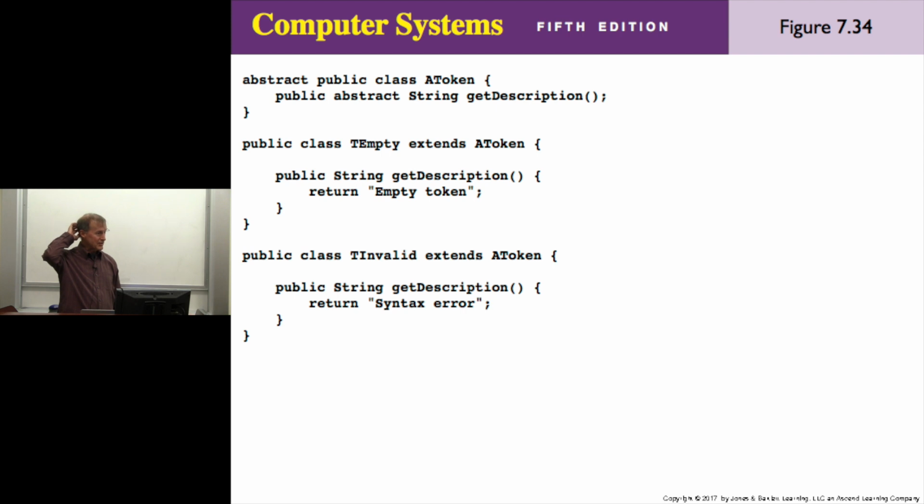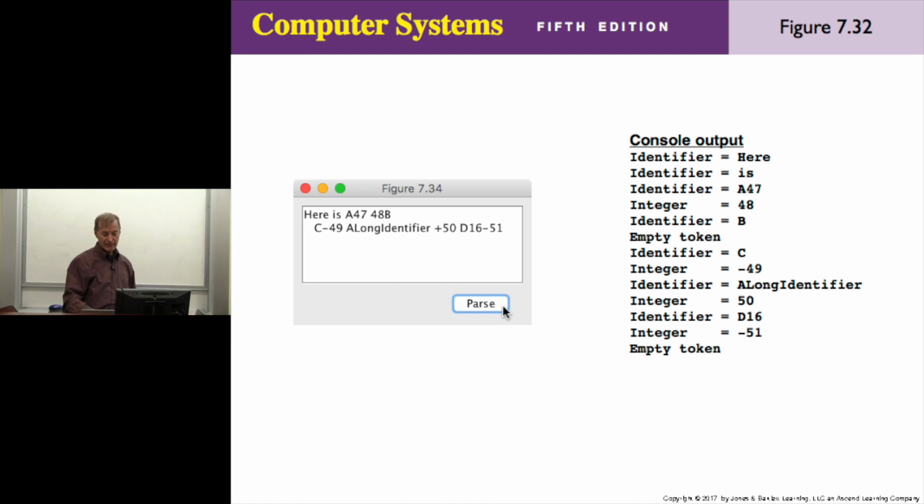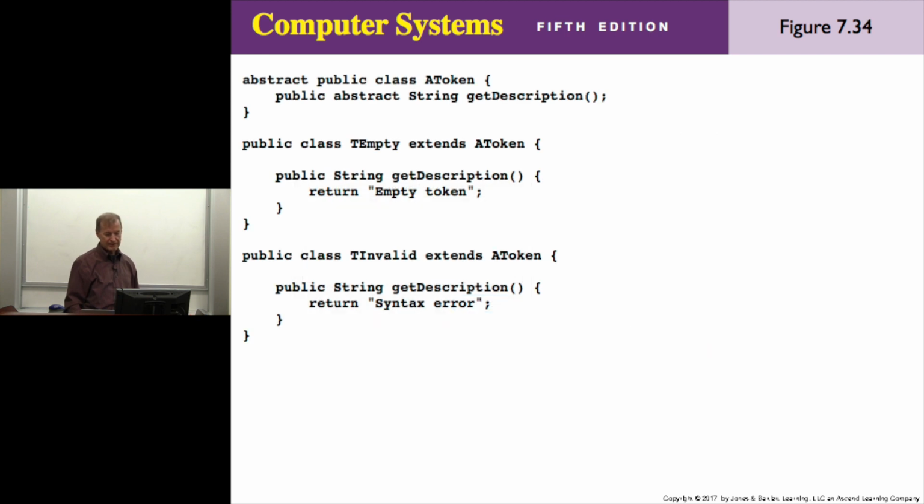So in many languages, that's the symbol for inheritance. But in Java, you actually spell out the word extends. This is how you're going to have to make your subclasses. All right. And now look, public string get description, return what with the empty token? It says return quote empty token. So that's where, back here in Figure 7.32, the empty token comes in the output. It's by get description. Is everybody clear on that? And then t-invalid, public string get description, return syntax error. And t-invalid extends a token. Any questions now? Is everybody good with this?